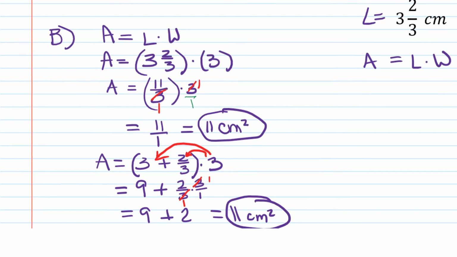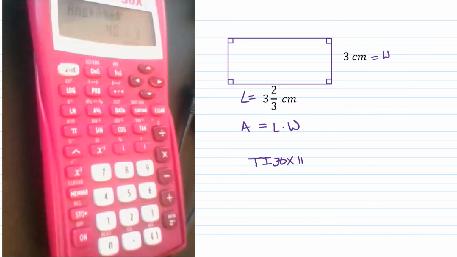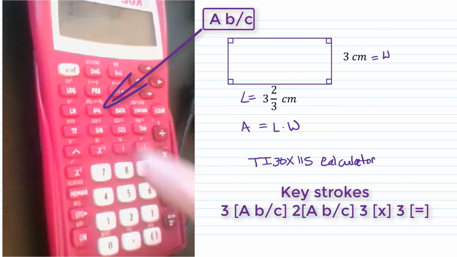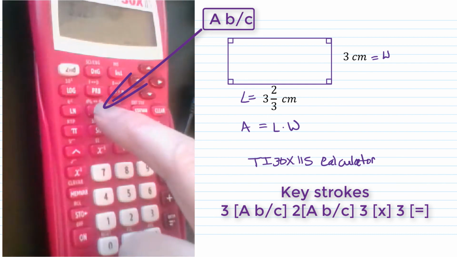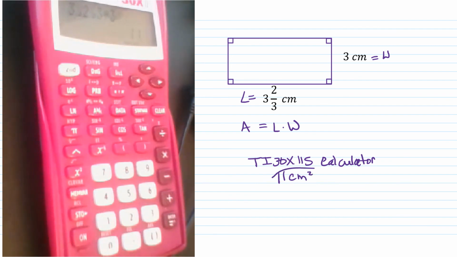And then finally, we have the option of using our TI-30XIIS calculator, which is similar to many of the other Texas Instruments calculators. I'm going to clear out my results from before, and I'm going to use my fraction function. So I have 3 and 2 over 3, 3 2/3, and I want to multiply that by 3, and let's see what we get. We get 11. And again, area is in square centimeters.